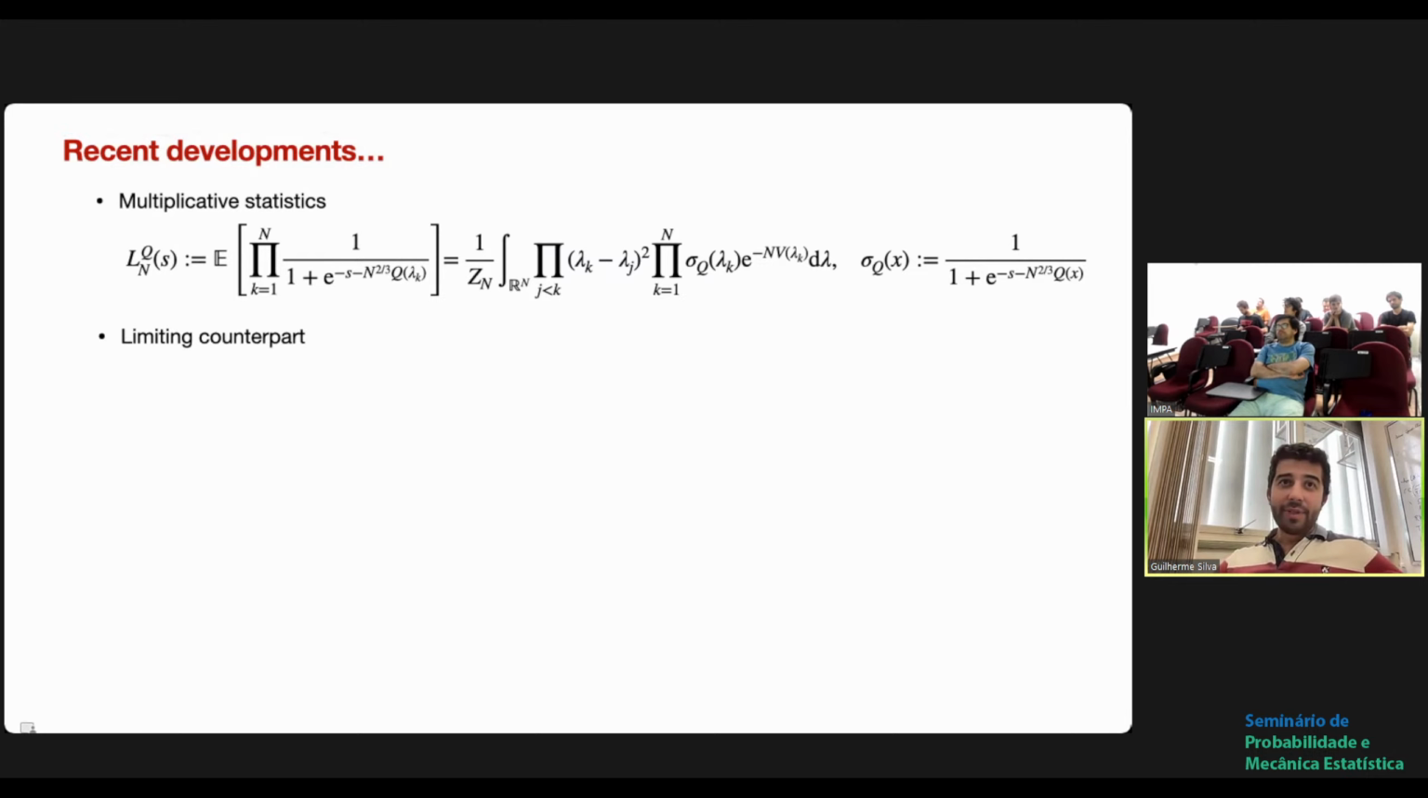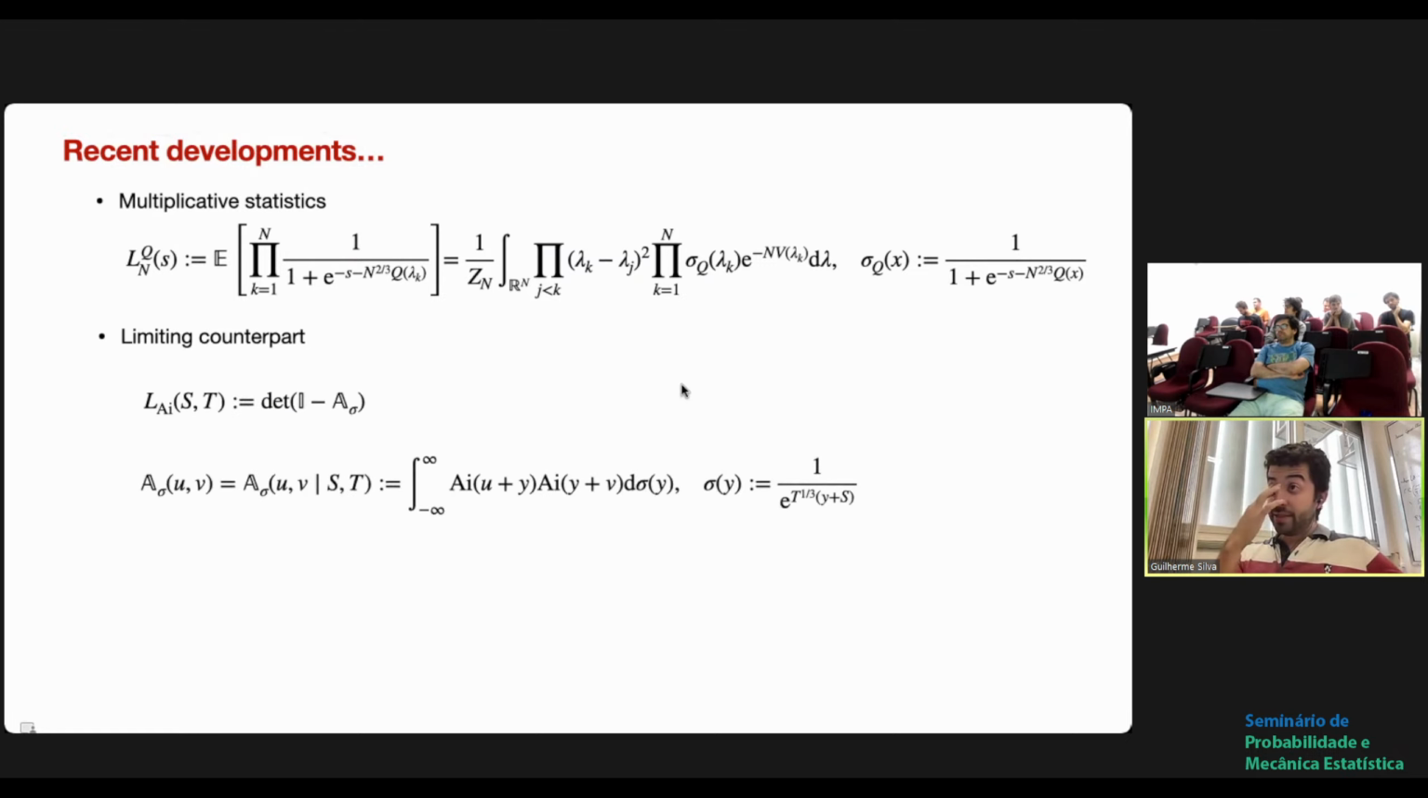And there's another thing that I want to connect this thing to, a certain limit object. So the theorem that I want to tell you in a moment is what the large n behavior of this Ln of Q is when n grows. And so I have to tell you what the limiting counterpart is. And this limiting counterpart is going to be a function of two variables, capital S and capital T.